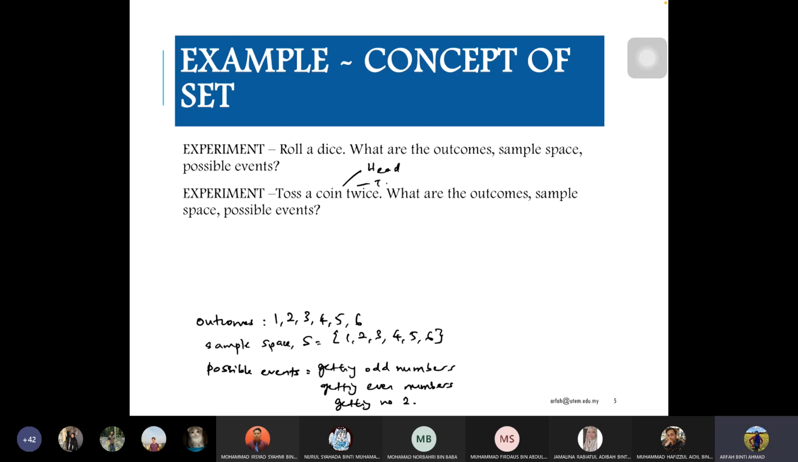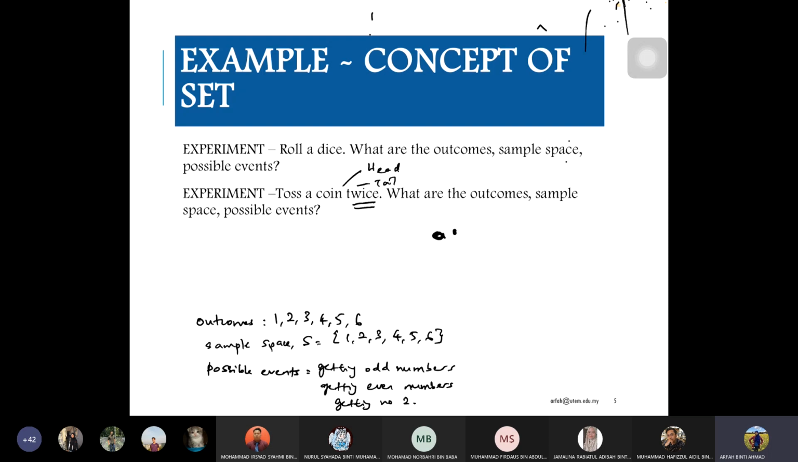But in this case, dia toss the coin twice. Maksudnya dia lambung coin tu 2 kali. So apakah dia punya possible outcomes? So what are the possible outcomes?